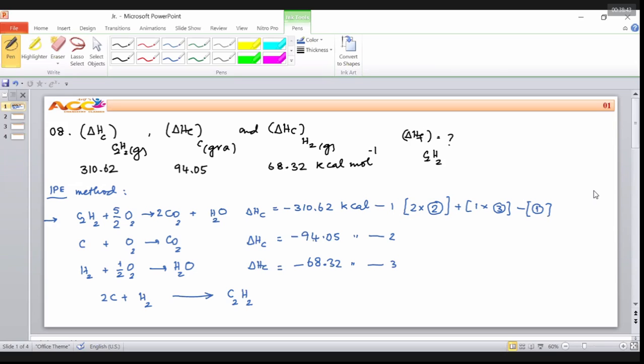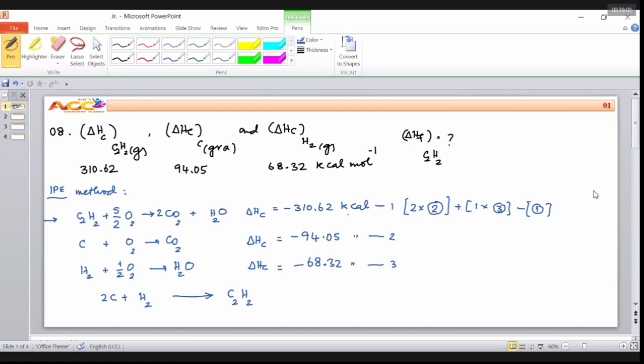Now, you have to check it. In IP, you have to show this: write this 1 multiplied by 2, 2C plus 2O2 gives you 2CO2. H2 plus half O2 gives you H2O. You have to add them, then subtract like that. But we don't do that. We know that yes, it is guaranteed available.